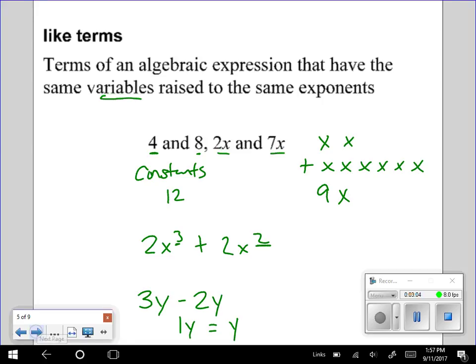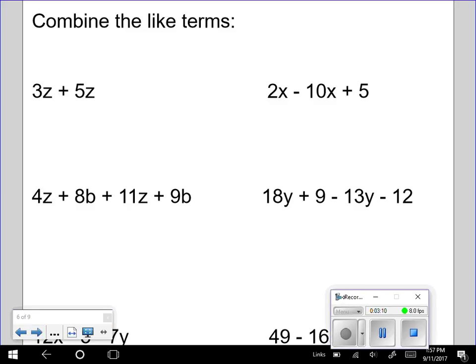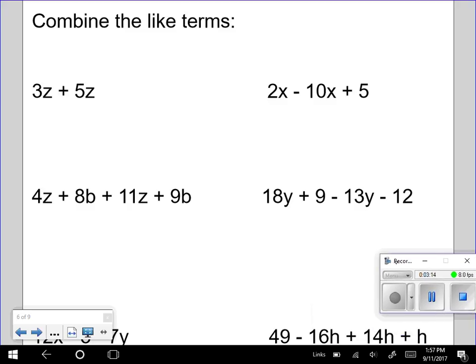So let's look at some examples that we have here. First, we're just going to start with expressions where we're just simplifying expressions. We're not solving our variables yet. We'll get to that point in a little bit. So here, 3z plus 5z. They do have the same variable. They do have the same power or exponent, so we can just add our constants. 3 plus 5 is 8.